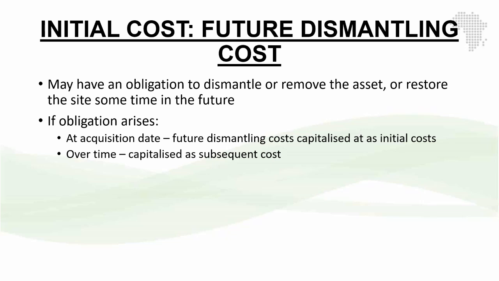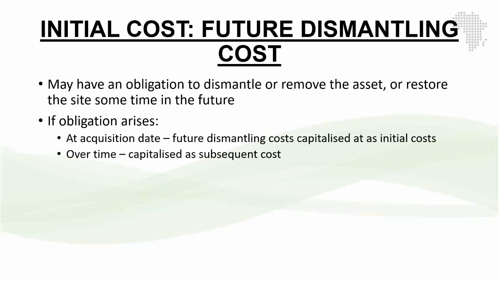How do I recognize that cost? How do I calculate that cost? We use the same principle that we did when we calculated the present value for the beyond normal credit terms. So you will be given information, you will know it will be a 20-year period. They will tell you what the estimate is for the cost at the end of the 20-year period, and I need to calculate the present value for that cost, and that cost must be capitalized to the cost of my asset. If it's over time, we will capitalize it as subsequent costs.